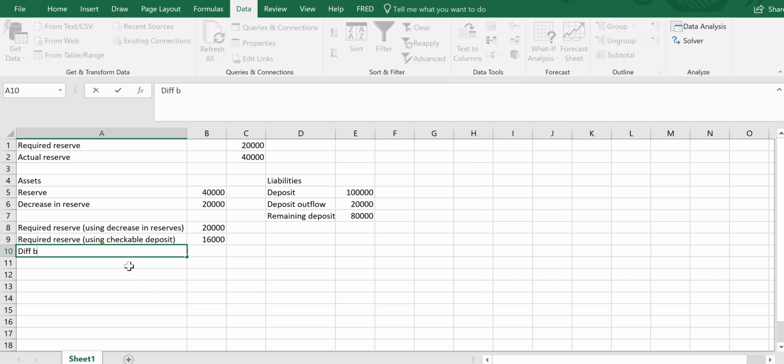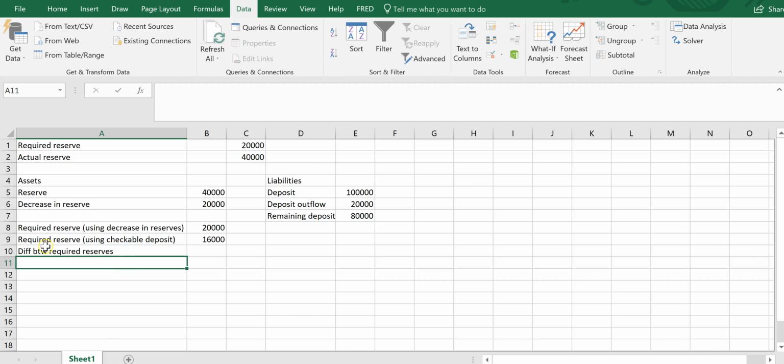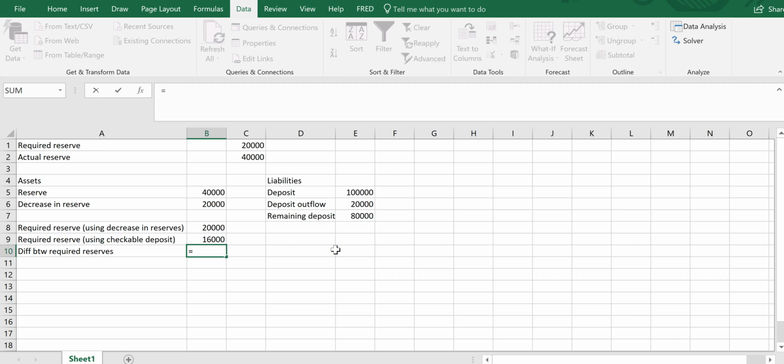calculate the difference between these two reserves. One required reserve is from the decrease in reserves from the initial reserve amount. Another required reserve is from the remaining checkable deposits multiplied by the reserve ratio. So the difference between these two will be this number minus this number. Right now there's a difference, but I want to make these two numbers equal to each other. And so my goal is to make this difference to be 0, right?